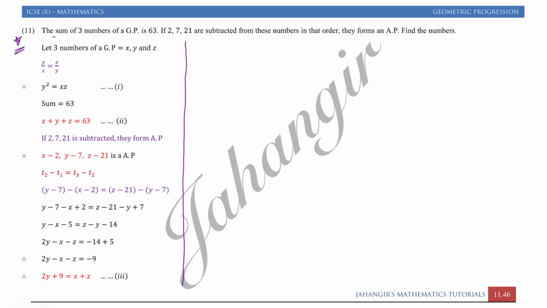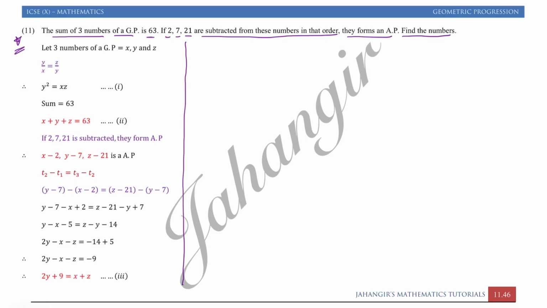Let us read the question. The sum of three numbers in GP is 63. If 2, 7 and 21 are subtracted from the numbers in that order, they form an AP. Find the numbers. So here we have the sum of three numbers, but if you subtract 2, 7 and 21 respectively in that order from the three numbers, it will turn into an AP. You have to find the three numbers.